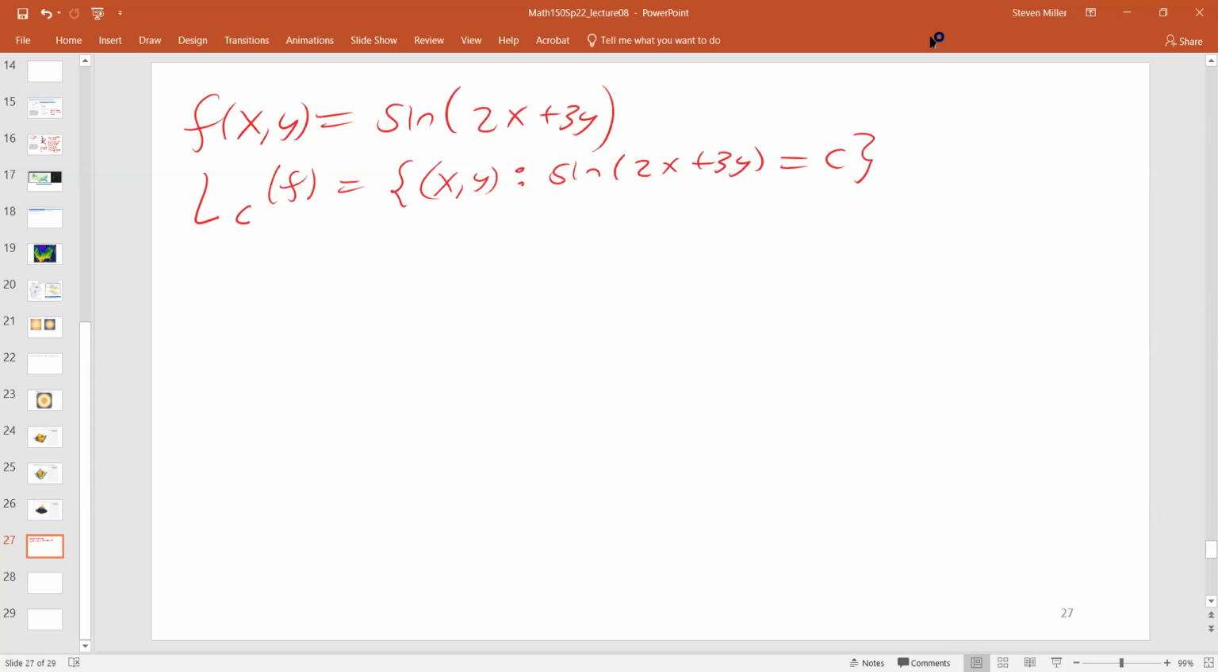Yes. I'm sorry? So you have to give me a value of c. What value of c are you giving me that's going to be very easy to determine all the x and y such that the sine of 2x plus 3y equals c? So there are some values of c where it's going to be very easy to see which values of x and y could be.